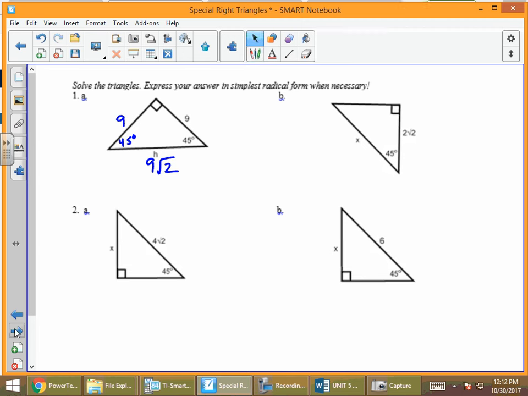90. So if we look at B, again, we're going to solve for the angles first. If this is 45, this is 90, what does this have to be? 45, all the time. Were we given a leg or a hypotenuse? Leg. Okay? So what do we know? What is this other piece? If this is 2 radical 2, what does our other leg have to be? 2 radical 2.